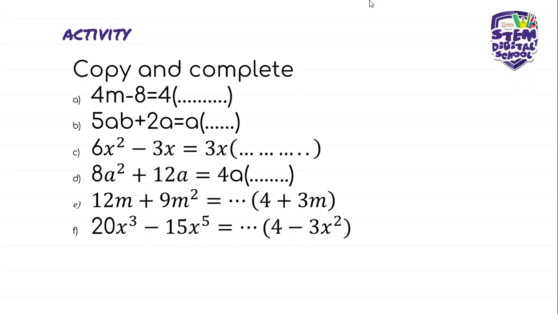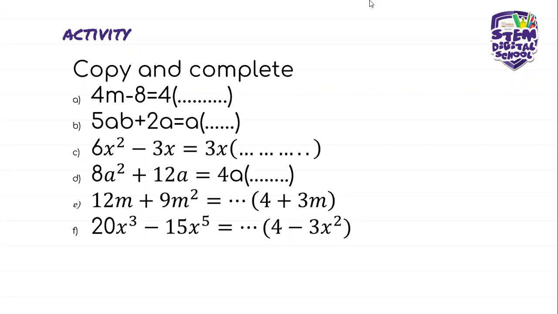Right, and then B, 5ab plus 2a. You can see a is the common factor into, so it will be 5b plus 2.